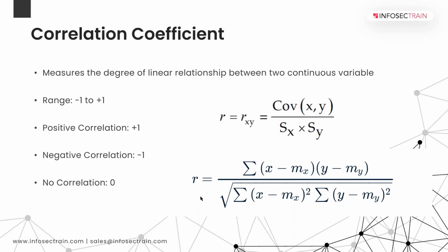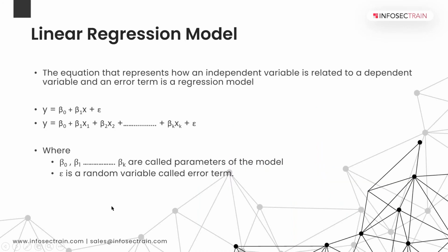Basically, correlation is one value which lies between -1 and +1. +1 means there is a strong positive correlation, -1 means there is a strong negative correlation, and 0 means there is no correlation. You can go ahead with this formula to find the correlation coefficient. And just remember that we are using the correlation coefficient only to find the degree of linear relationship, not the non-linear relationship.